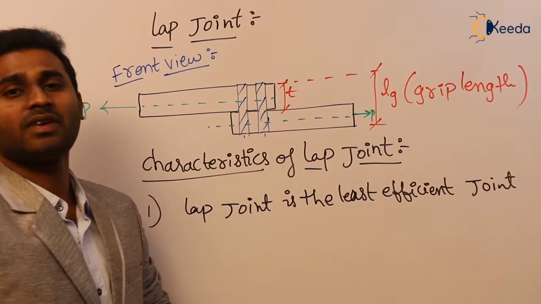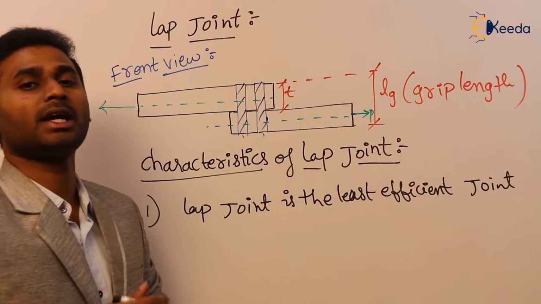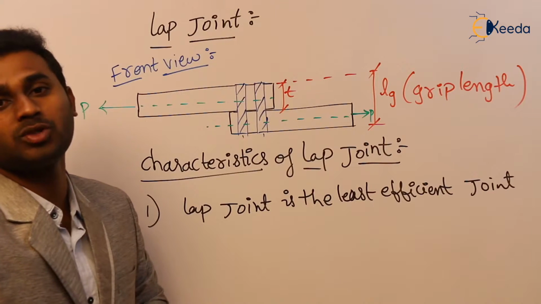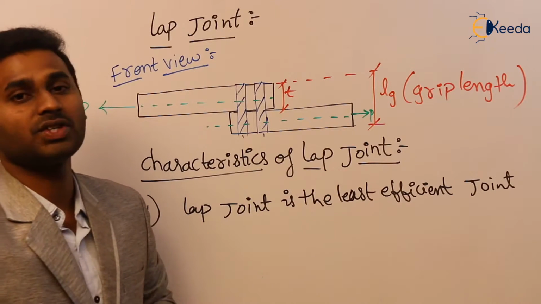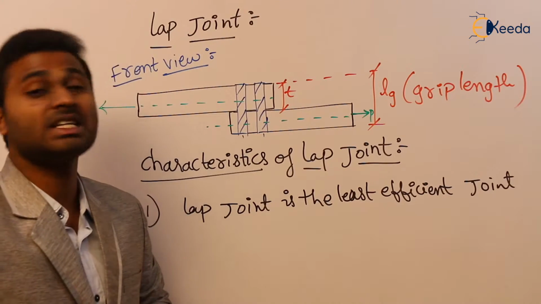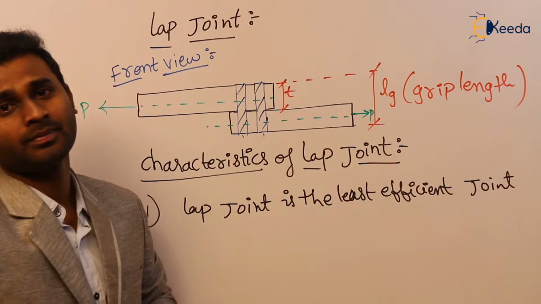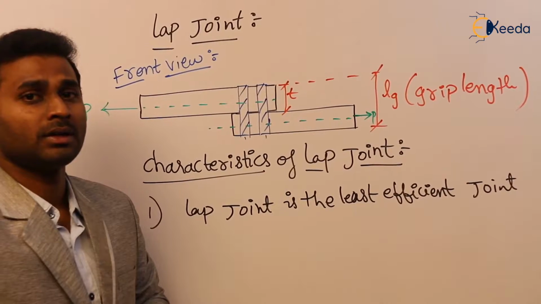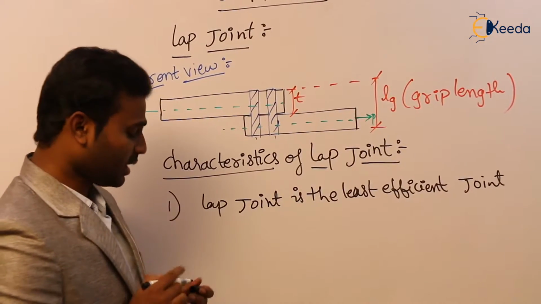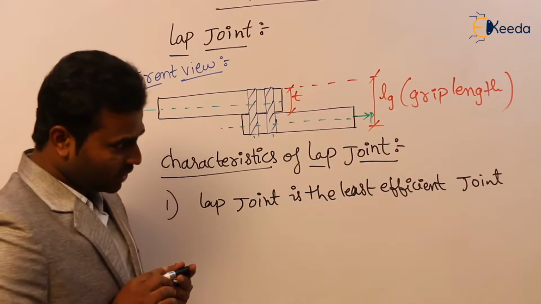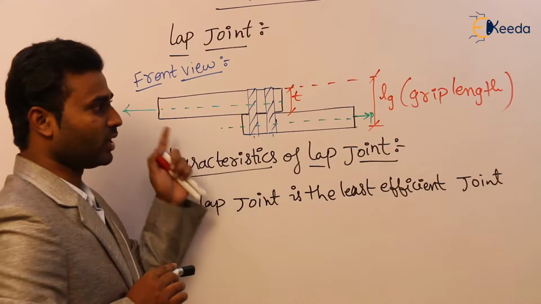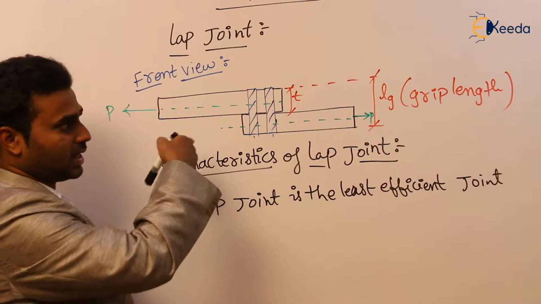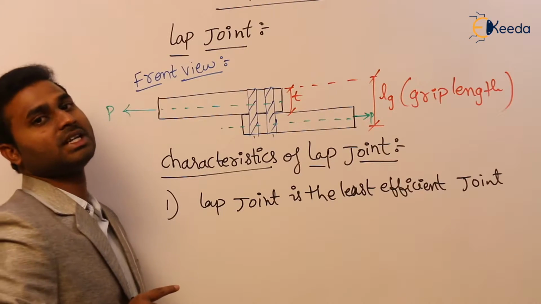So it means that as far as possible, whenever we are making a connection by using a bolt, we avoid making this type of connection, that is the lap joint. The reason: it is the least efficient. Now think why it is the least efficient. Once you observe the diagram, I guess most of you will answer it. Observe the diagram and tell me why it is the least efficient.